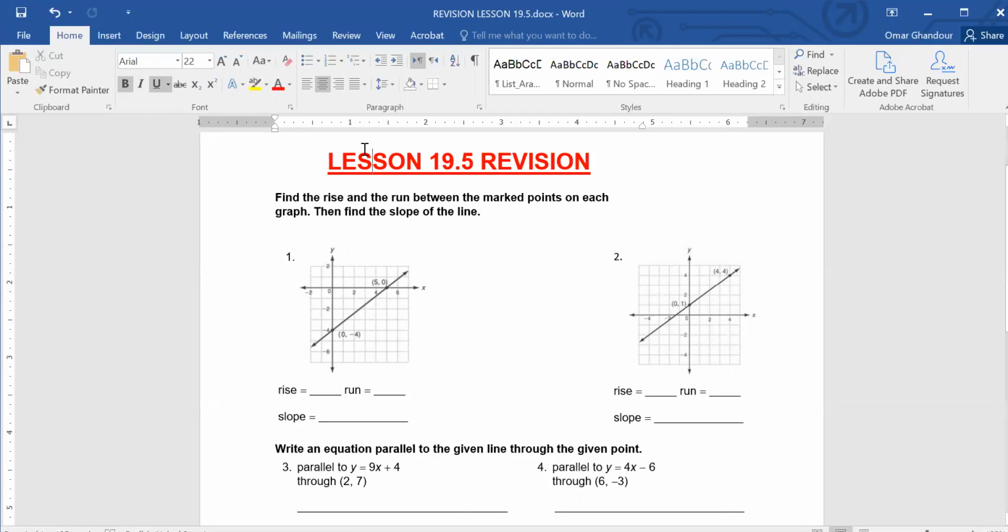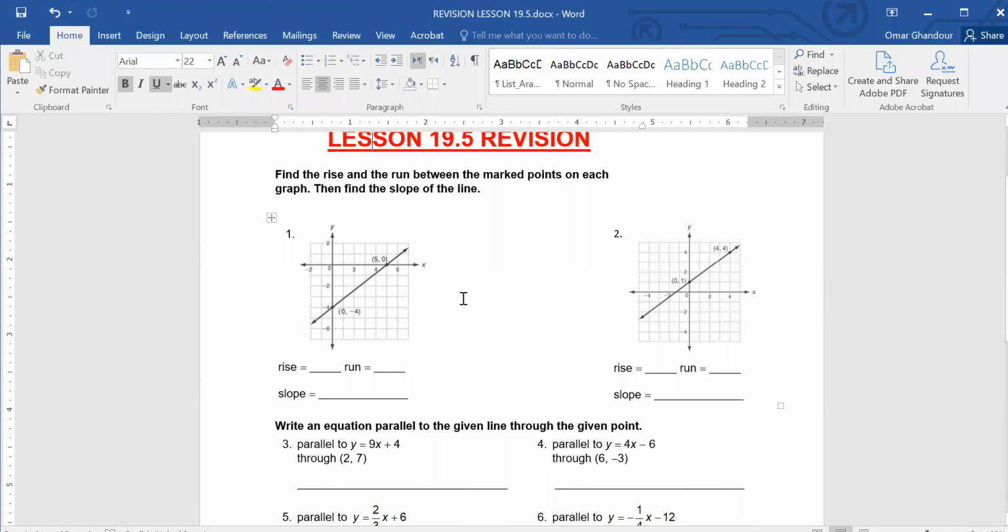Okay, so we are going to begin in our revision sheet. In the first two questions, he was recalling the rise and run. Rise is when you are moving in the y-axis, going up and down. Run is when you are moving in the x-axis, left and right. And the slope is rise over run. In this question, he's telling you to find the rise and the run between the marked points on each graph, then find the slope of the line.